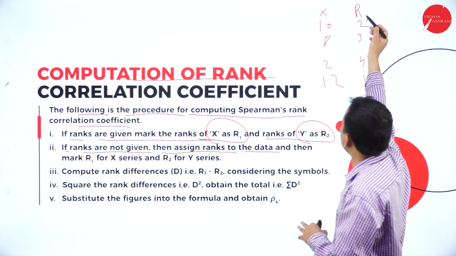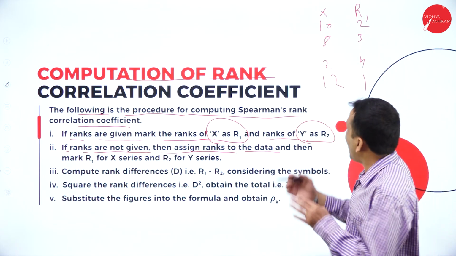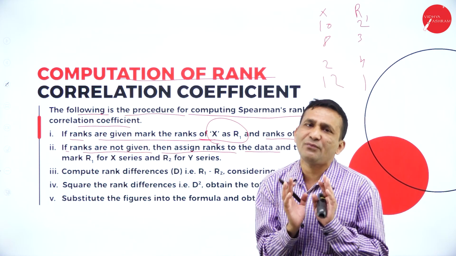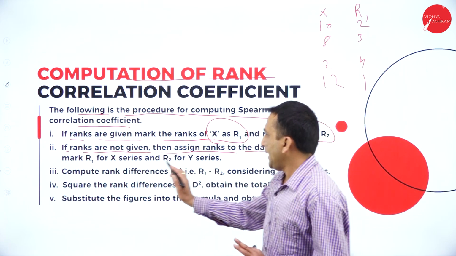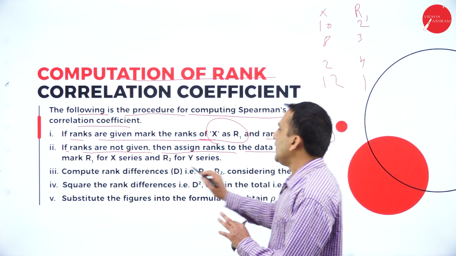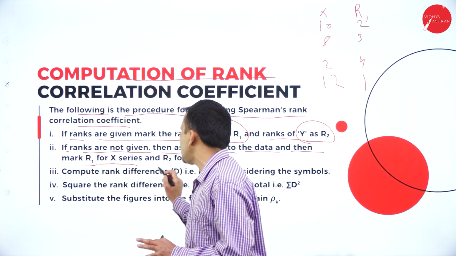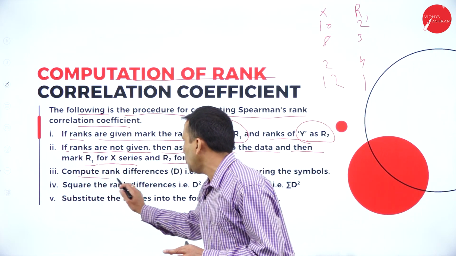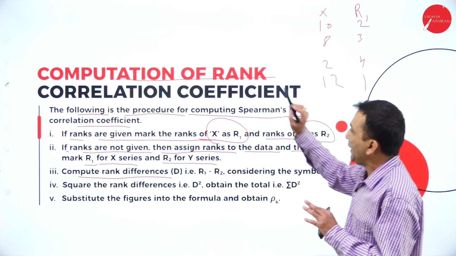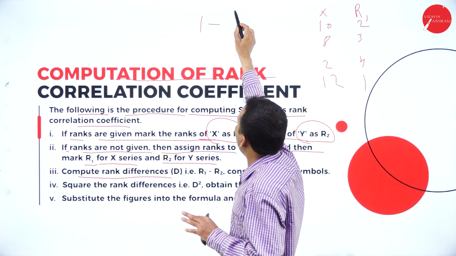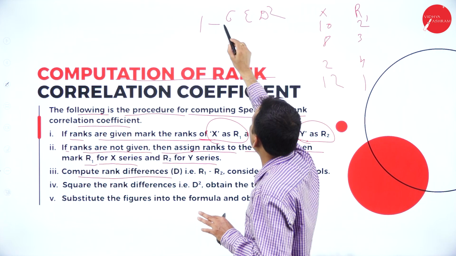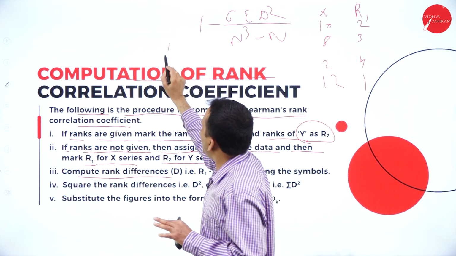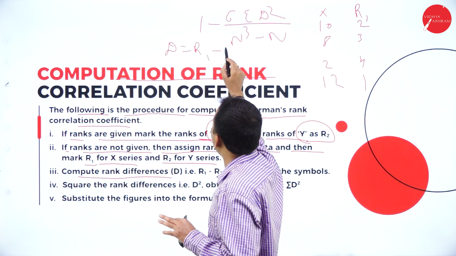From the X series we just did the ranking R1. Again we need to do it for Y also, and it is very important to observe the question very carefully. So the ranks are R1 for X series and R2 for Y series. Now third step, compute the rank difference, because the formula is 1 minus 6 sigma D square divided by n cube minus n. In this case D is equal to R1 minus R2.